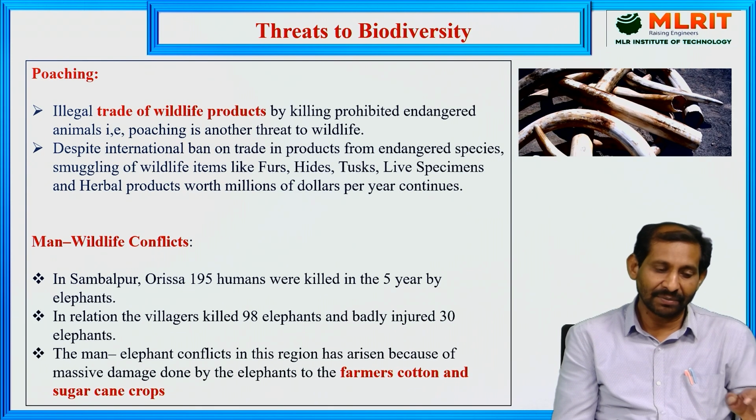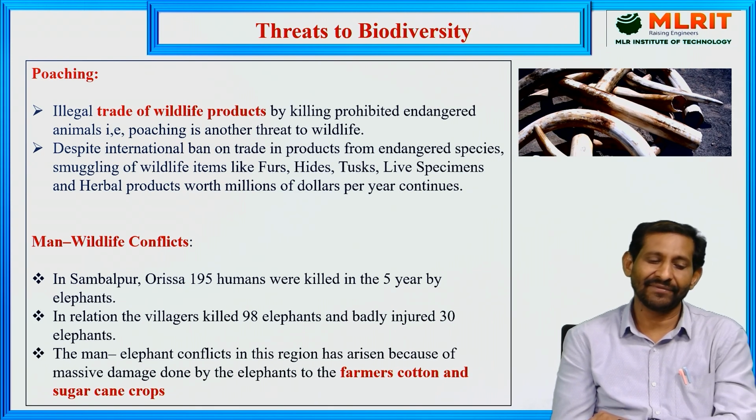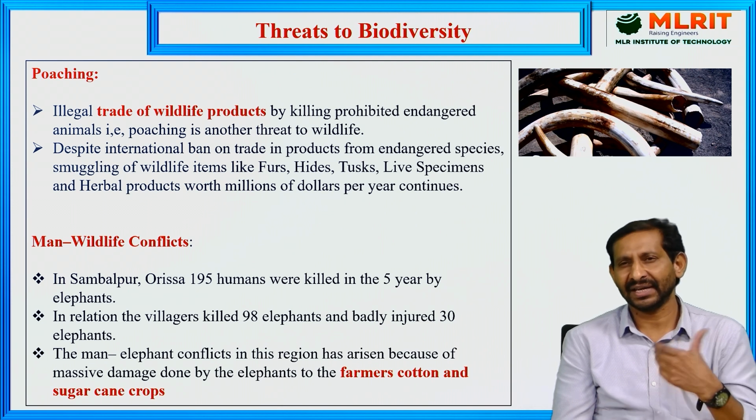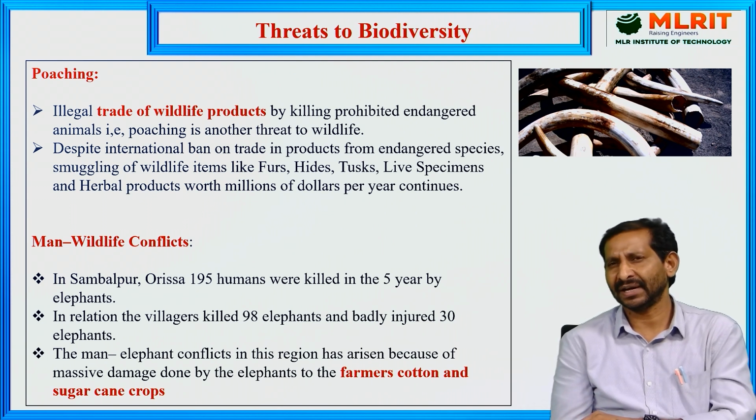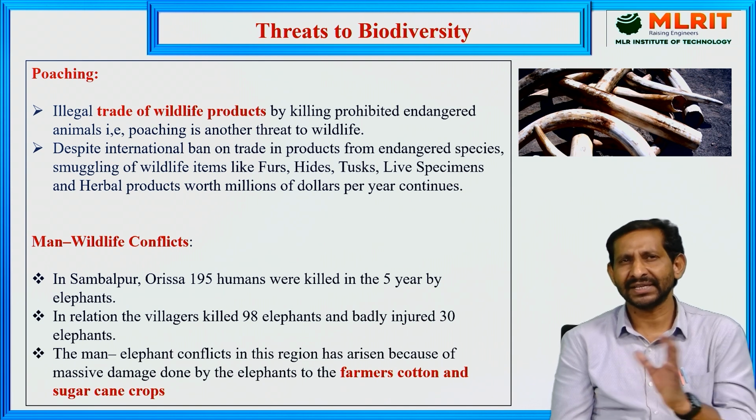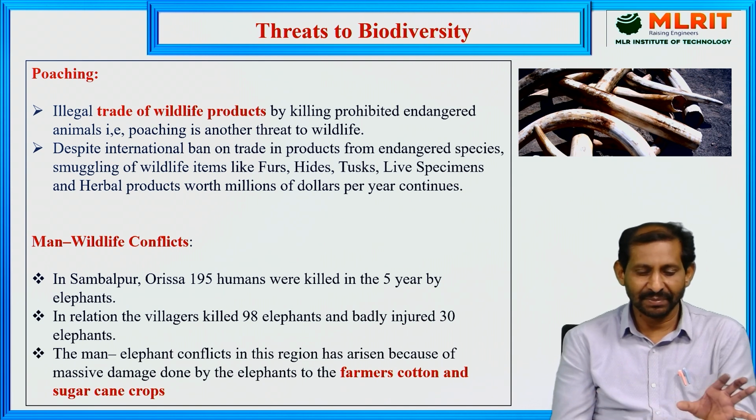Now coming to poaching, as we already discussed: the illegal trade of wildlife products, killing of animals, and trading and selling products from different animals and plants. That is called poaching. This is illegal.